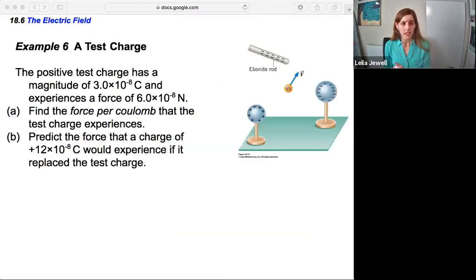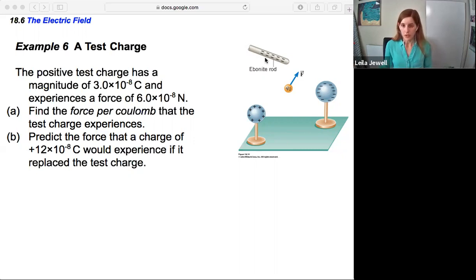So look at an example of a test charge. The positive test charge has a magnitude of 3 times 10 to the minus 8 coulombs and experiences a force of 6 times 10 to the minus 8 newtons. Now we want to find the force per coulomb that the test charge experiences and then predict the force that a charge of 12 times 10 to the negative 8 coulombs would experience if it replaced the test charge.